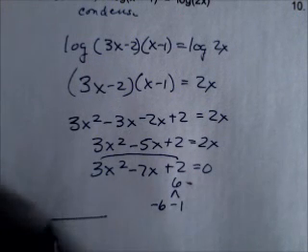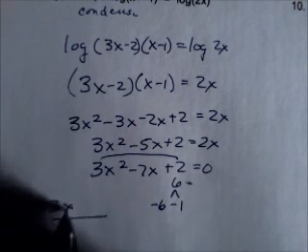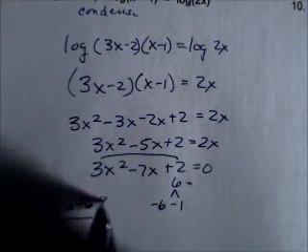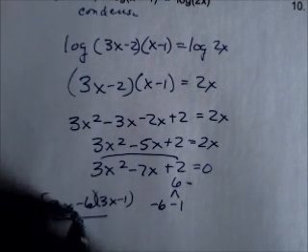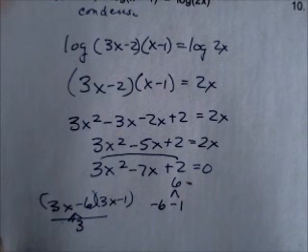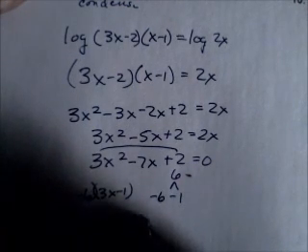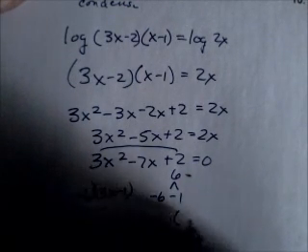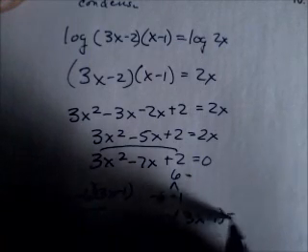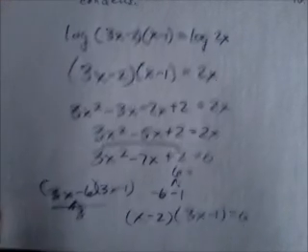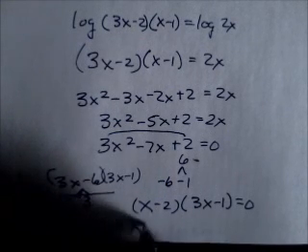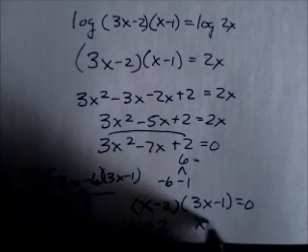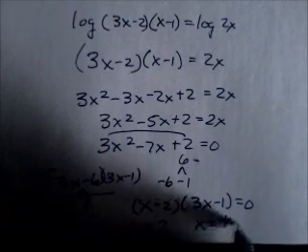Let's see. 3x minus 6, 3x minus 1, divided by 3. And 3 goes into the 3x minus 6, x minus 2 times. 3x minus 1 equals 0. Set each factor equal to 0. x is going to equal 2 and x is going to equal 1/3.